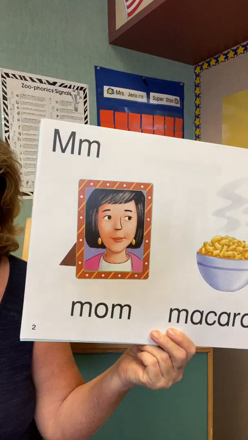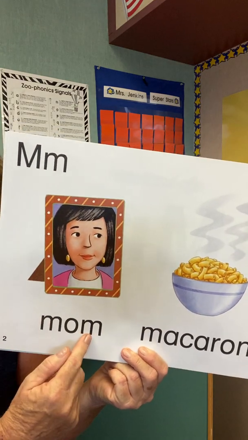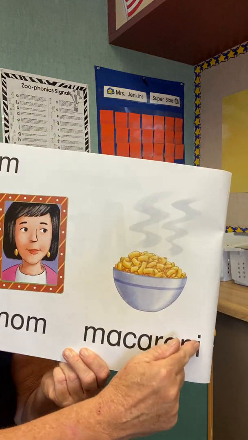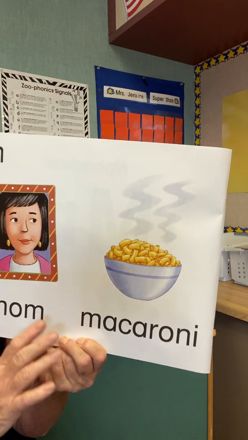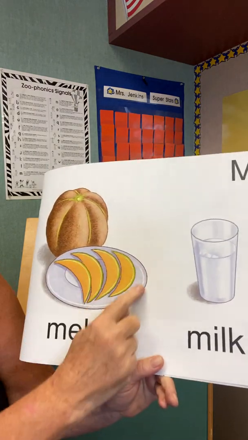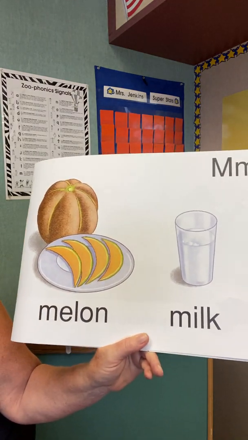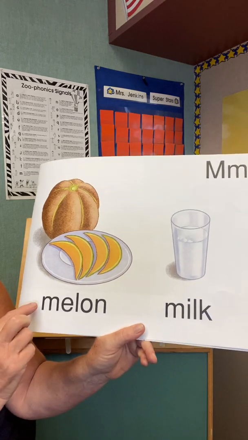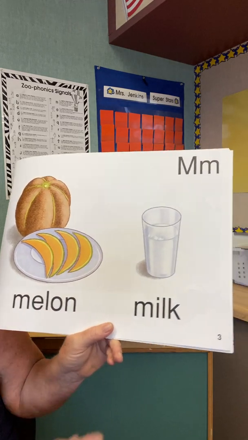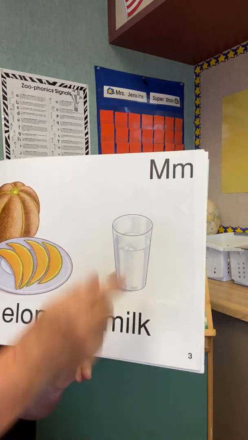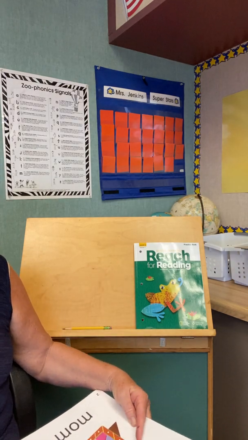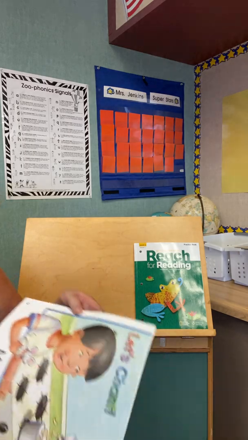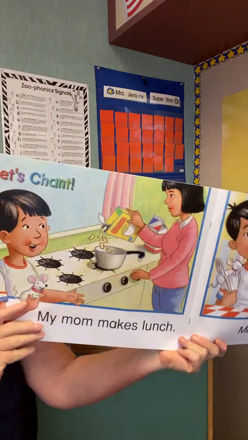So it gives us some words that start with M. We've got mom, we've got macaroni. Now I know it's macaroni and cheese, but the word that starts with M is macaroni, right? And then we have melon. Now there's a type of melon, it's a cantaloupe, but cantaloupe doesn't start with the M. The word melon starts with M. And then we have milk. Okay, here's a little glass of milk. Now in the workbook, there's a page where the kids make their own little book, and they'll circle the M's, okay? All right, it's this exact same chant.